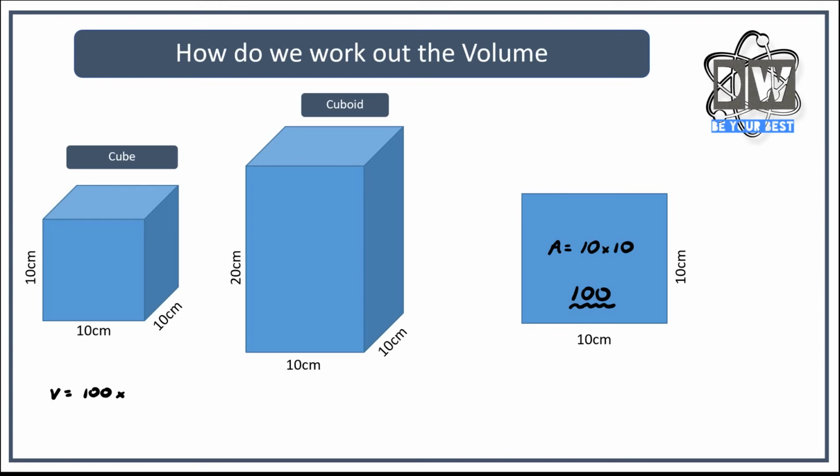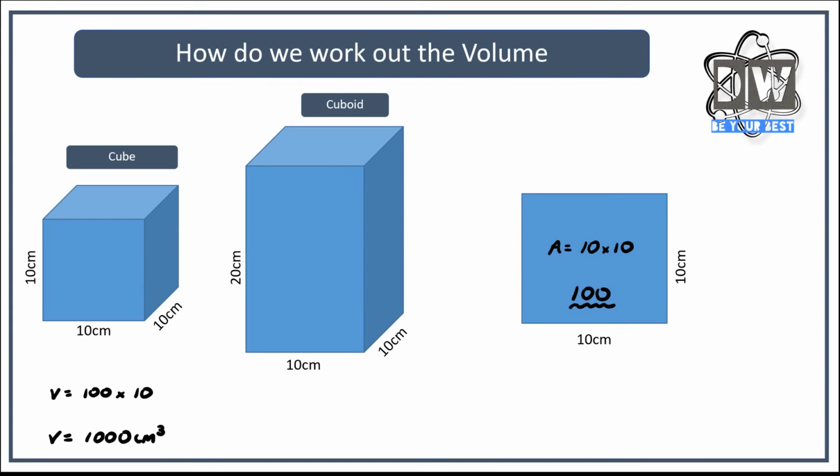So we've got 100 times 10, and that will give us 1,000. So our volume is 1,000. It's going to be centimeters cubed. Okay, and that's very important. It's not squared, it's cubed, and we know it's volume, and when we have volume we always cube our answer.